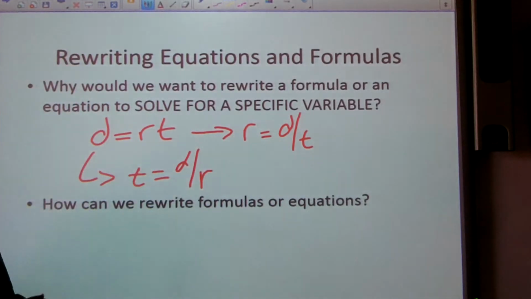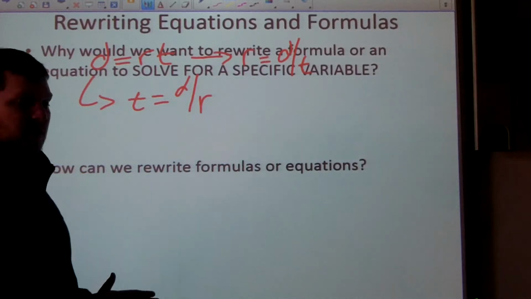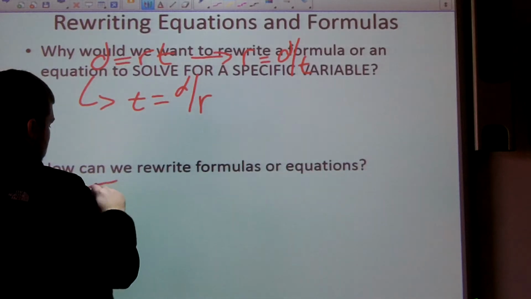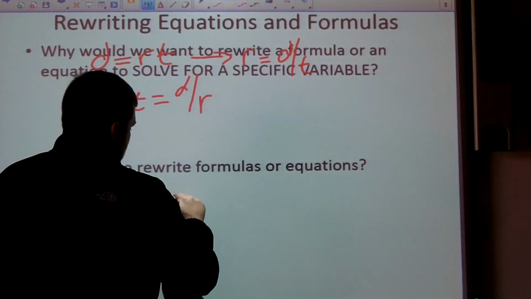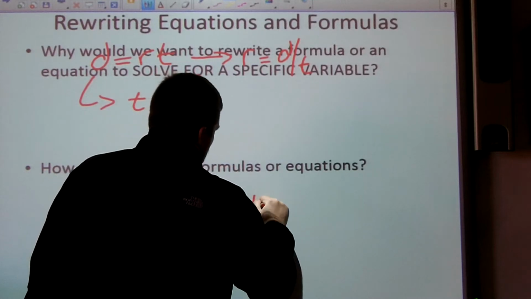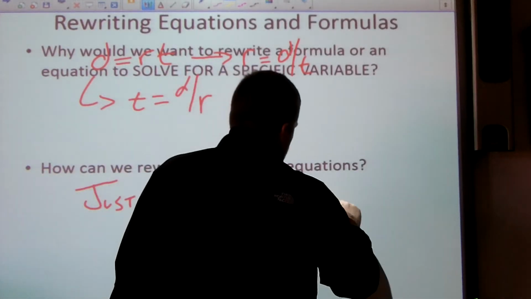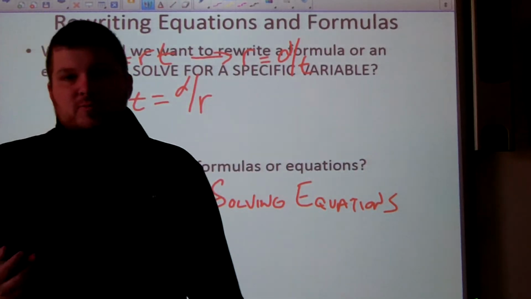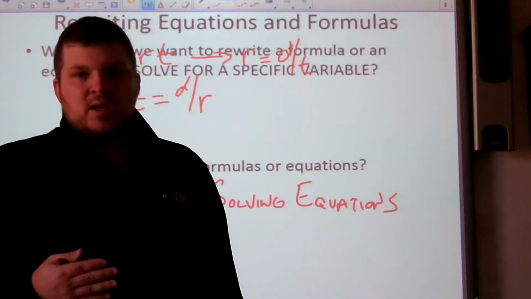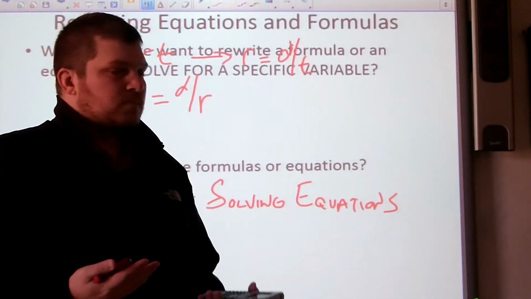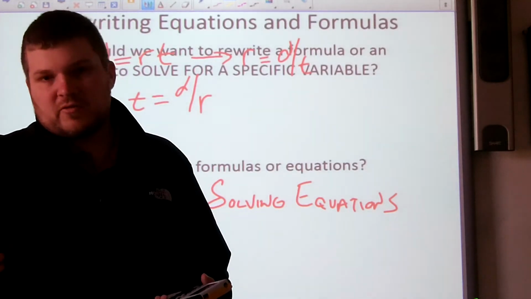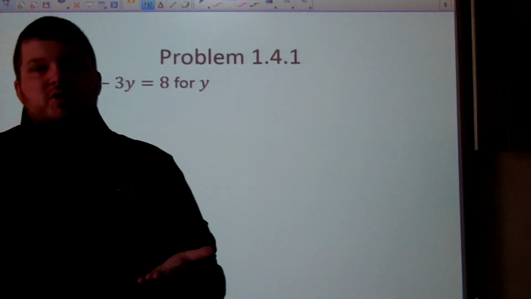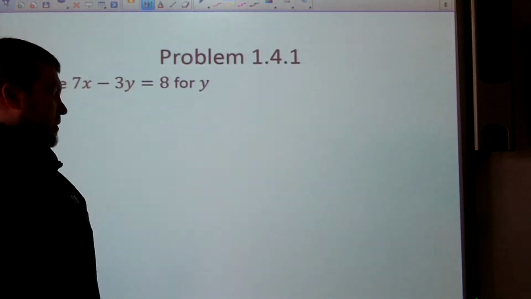Okay? And how can we rewrite formulas? Well, pretty much it's just the reverse order of operations, just like solving equations. So we solve for x when we just had one variable. Now we have multiple variables. So we're going to focus on the variable we're asked to solve for, and everything else we're going to treat like a number. So there's nothing to it except to have an example. So let's get going. All right.